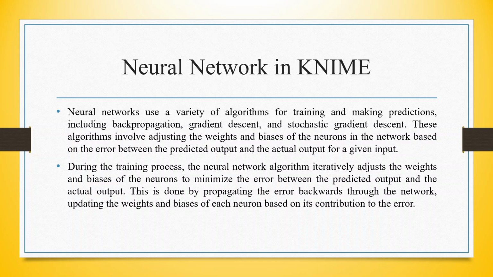Neural networks use a variety of algorithms for training and making predictions, including backpropagation, gradient descent, and stochastic gradient descent. These algorithms involve adjusting the weights and biases of the neurons in the network based on the error between the predicted output and the actual output for a given input. During the training process, the neural network algorithm iteratively adjusts the weights and biases of the neurons to minimize the error between the predicted output and the actual output. This is done by propagating the error backwards through the network, updating the weights and biases of each neuron based on its contribution to the error.